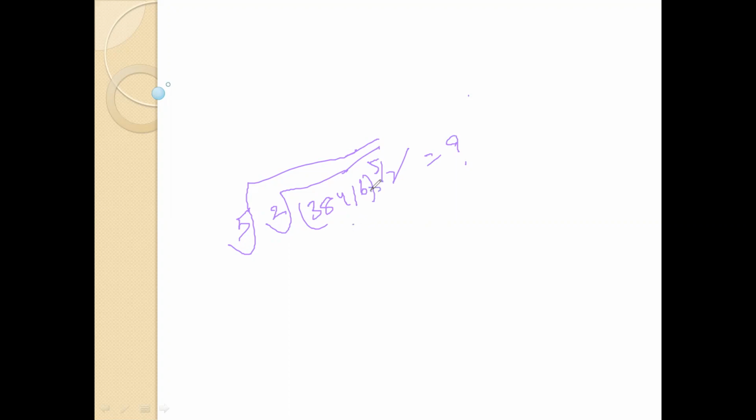First, find the square root of this one. It ends in 6, and the first part is 384. 19 square is 361. 19 into 20 is 380. This is more. More means the last digit is 6, so 196. So here, the square root of 196 square, into 5 by 2.